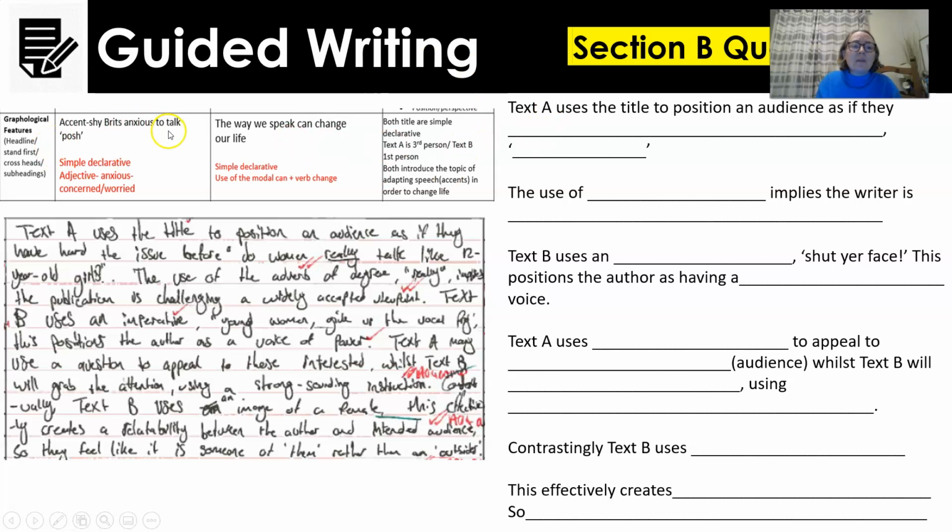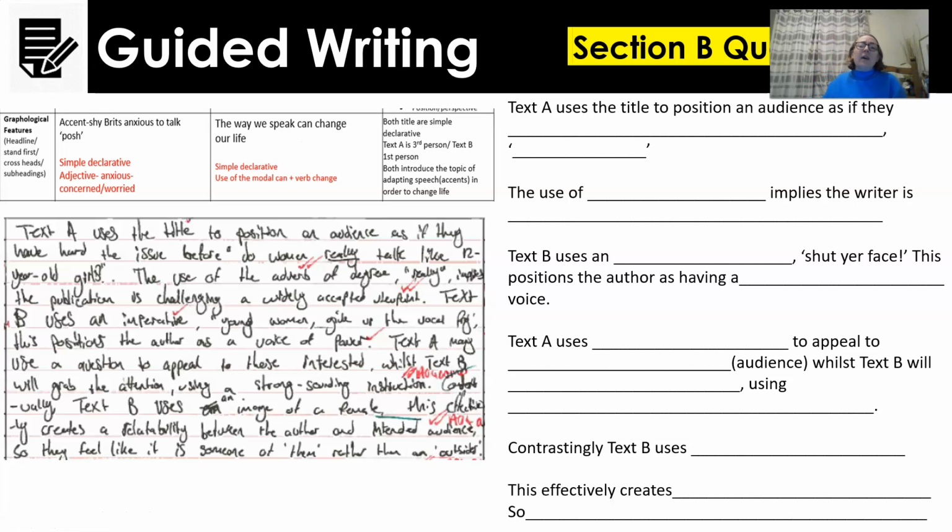So "Accent shy Brits anxious to talk posh." We've got the simple declarative. "The way we speak can change our lives." I've just looked at that again and we need to audit that. Guys, I can't have you going forward with me making a mistake. Sometimes I do things quickly. That's actually not a simple sentence because we've got "we speak can change." So we've got two verb phrases there being used together. So it's complex declarative. So, Miss Deutsch, do make a change for me.